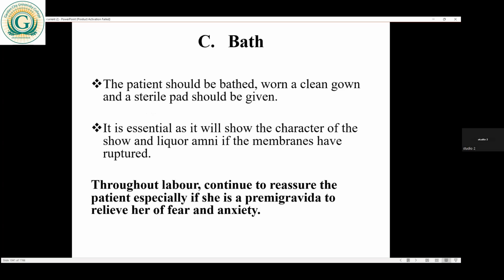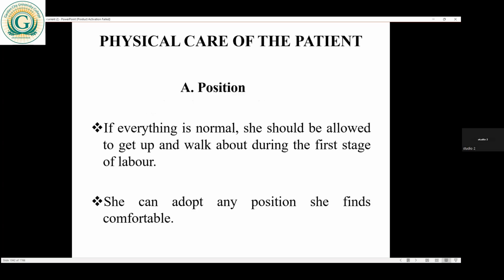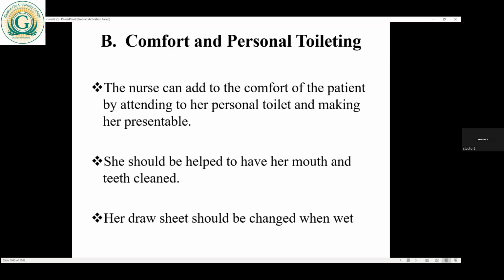Then the woman will bath; you advise her to bath, in a good maternity where they have showers. When the labor is very early, she baths. And when she baths, for the physical care, if everything is normal, she should be allowed to get up and walk about during the first stage. She can adopt any position she wants. There is no prescribed position for a woman who is in labor in the first stage. Her comfort should also be taken care of. Personal toileting should be taken care of. You help her, you clean her, or you give her a nice maternity dress to wear in the labor ward.